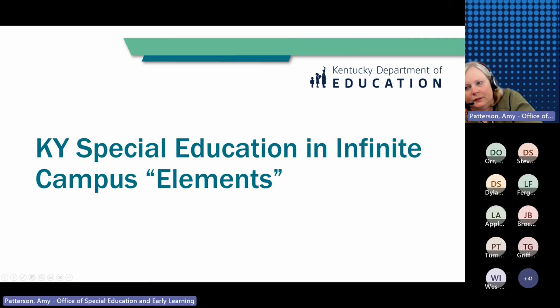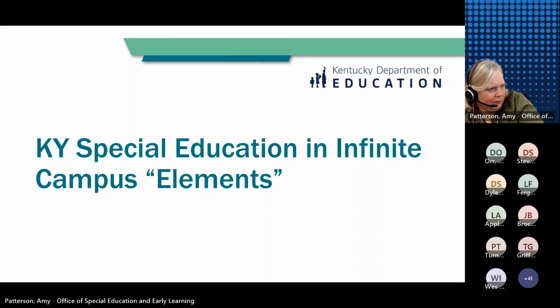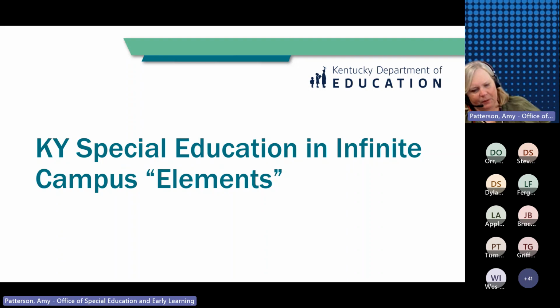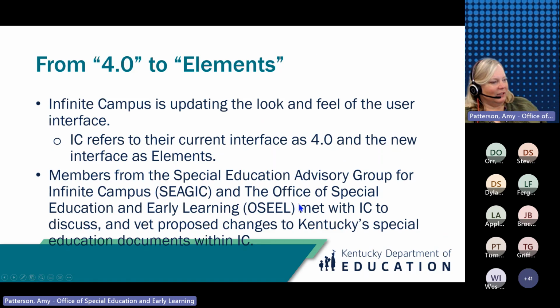Okay, now for the fun stuff. There's some changes in the Infinite Campus special ed reports, documents. And so currently Infinite Campus calls the current look 4.0. I don't know why, that's just what they call it. The new look is called Elements. And eventually they're going statewide. All of Infinite Campus is going to have a whole new look, but that's years down the road. But guess what? They're starting with special ed forms. Aren't we lucky? So I just want to give you an idea of what to expect.